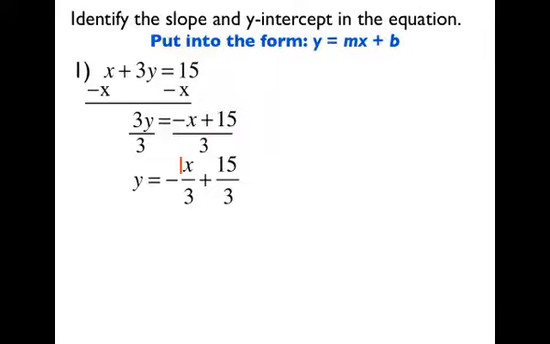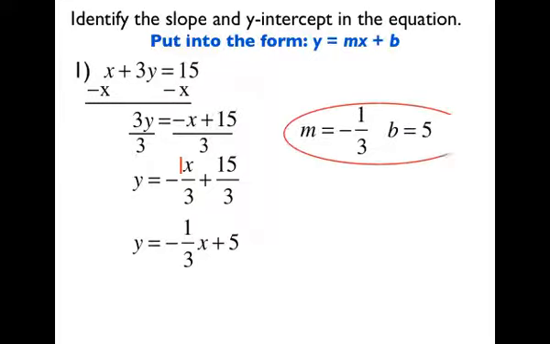You can't fit 3 people into one seat. I don't care if they're supermodels or what. It doesn't matter how skinny they are. You can't fit 3 into 1. So we're going to leave it as a fraction, and we're going to do 15 divided by 3 to get 5. So we'll get negative 1/3 x plus 5. Our slope will be negative 1/3. Our y-intercept would be 5. And there's our answer.